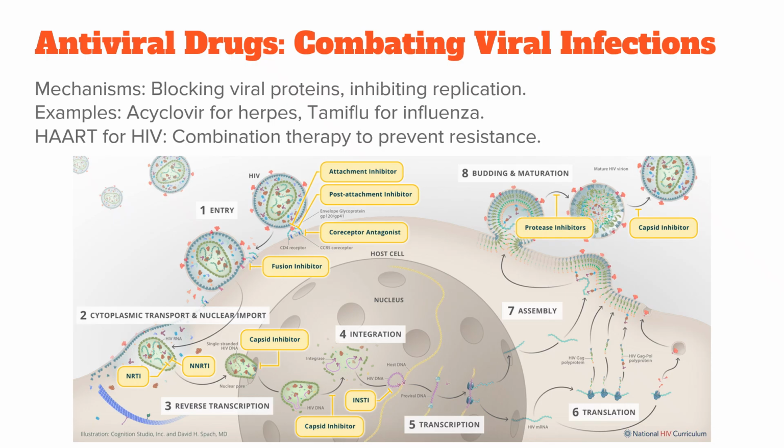Antiviral drugs don't kill viruses directly, but they disrupt key steps in the viral life cycle. Acyclovir, for example, blocks replication of herpes virus DNA. Tamiflu interferes with influenza's ability to leave infected cells. And HIV is treated with HAART, a combination of drugs that prevents the virus from replicating and mutating into resistant forms. Antivirals are harder to design than antibiotics, but they are essential for managing chronic viral infections.